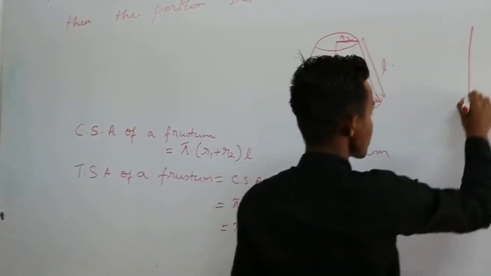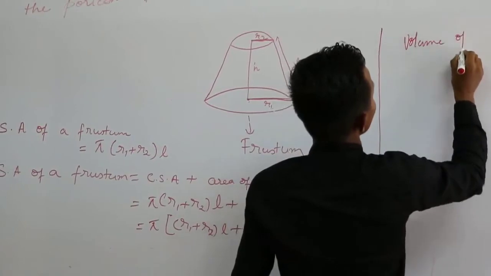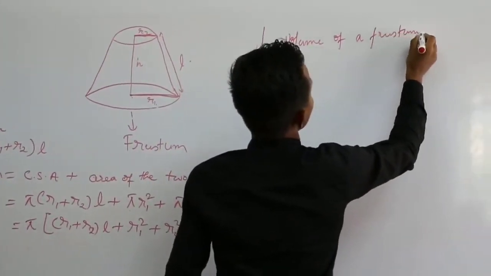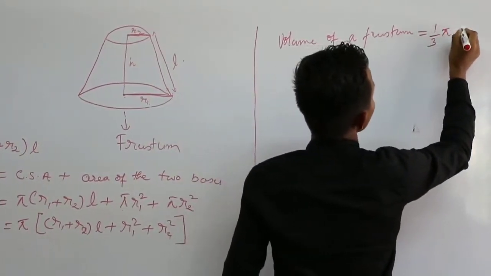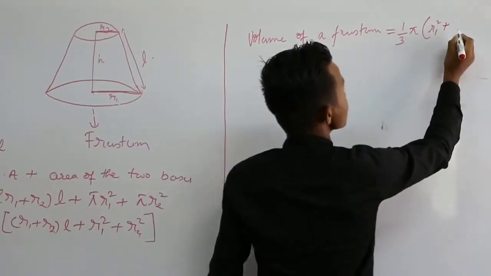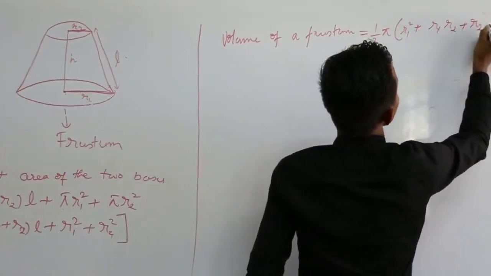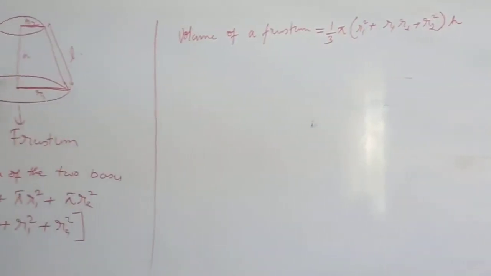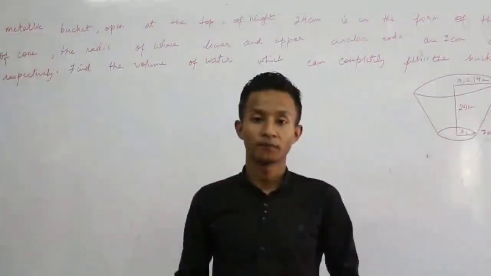And the last one is the volume. Volume of a frustum is given by 1/3 into pi into (R1 square plus R1 into R2 plus R2 square) into H. So these are the formulas related to frustum.